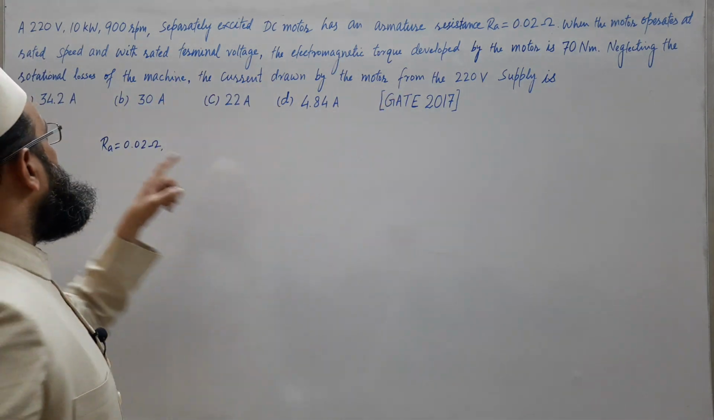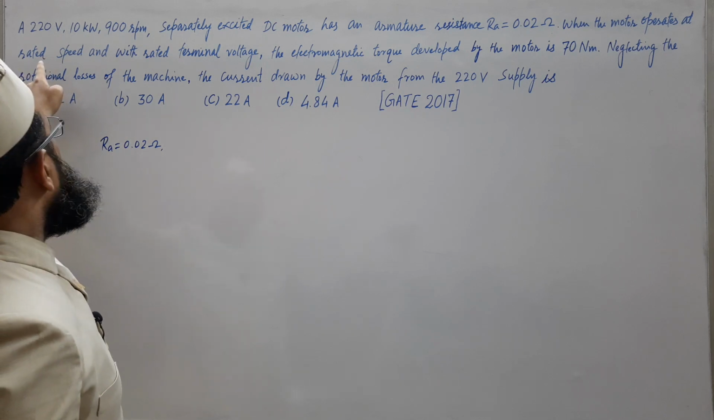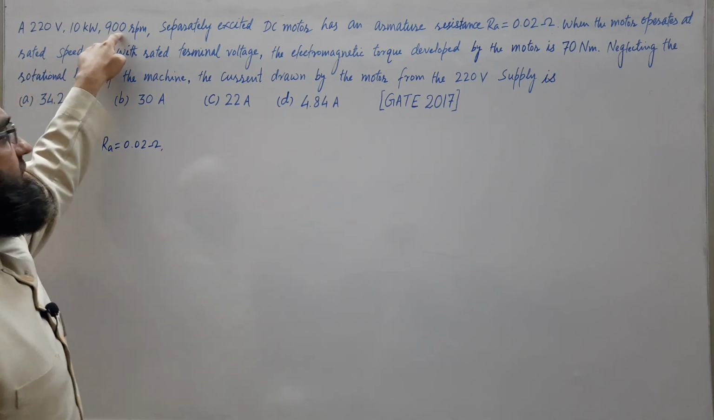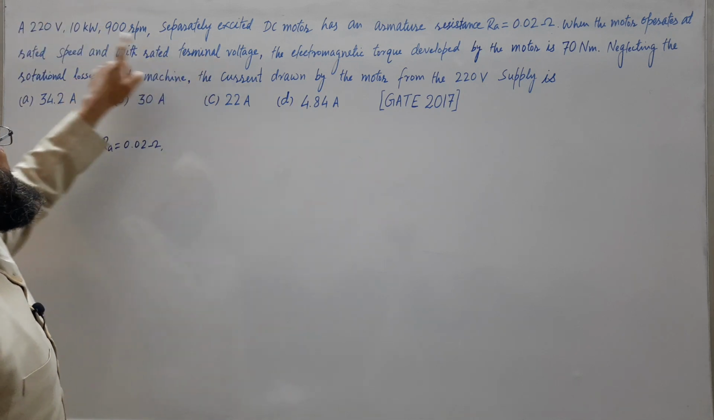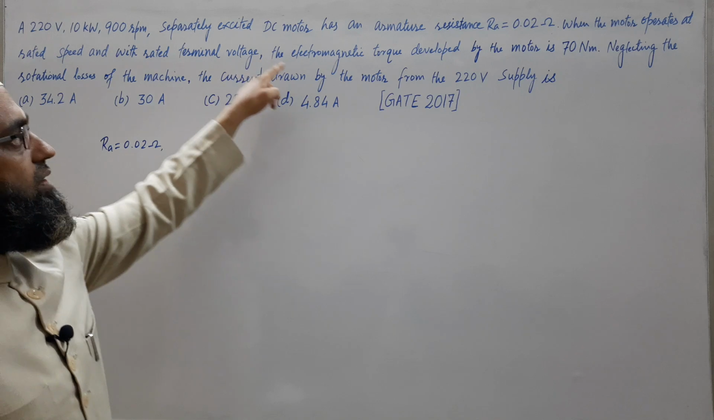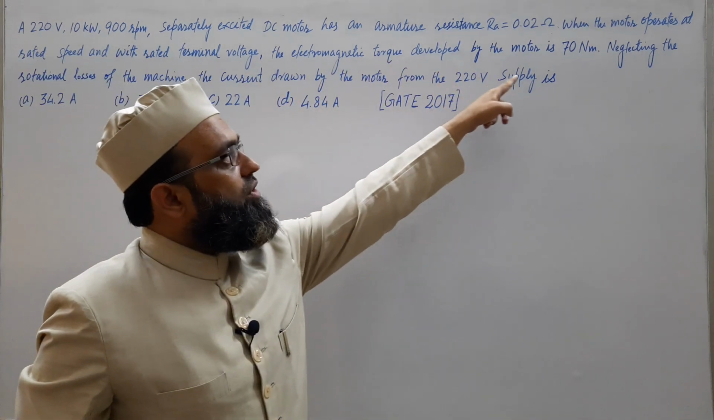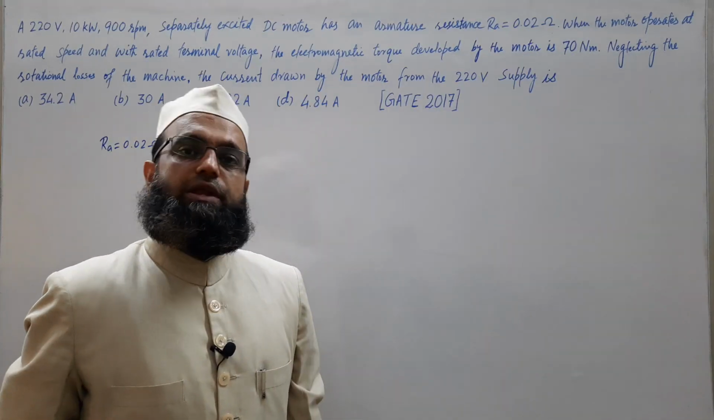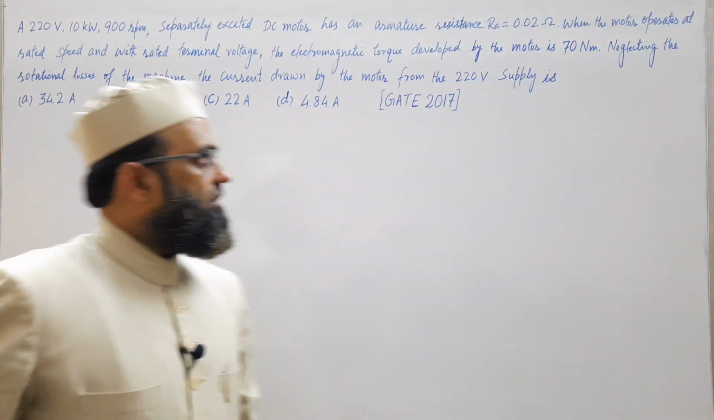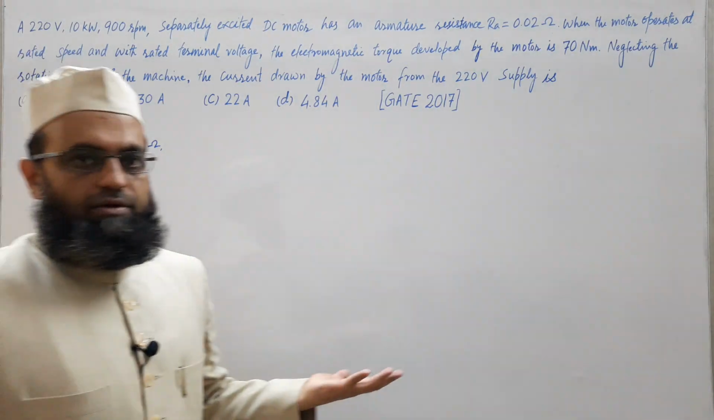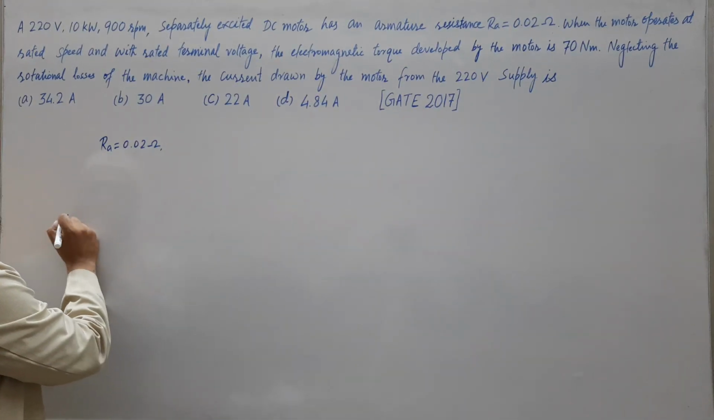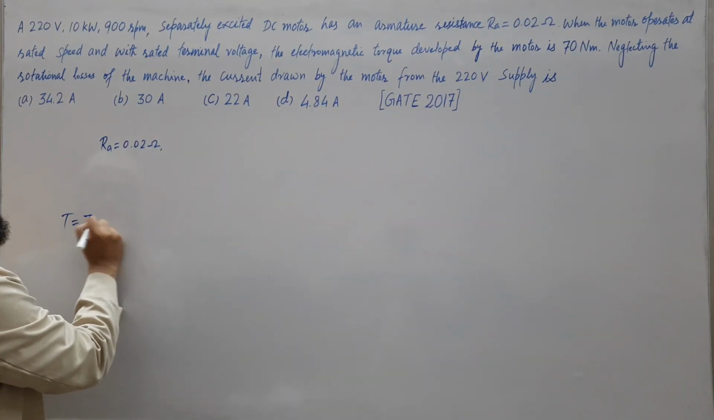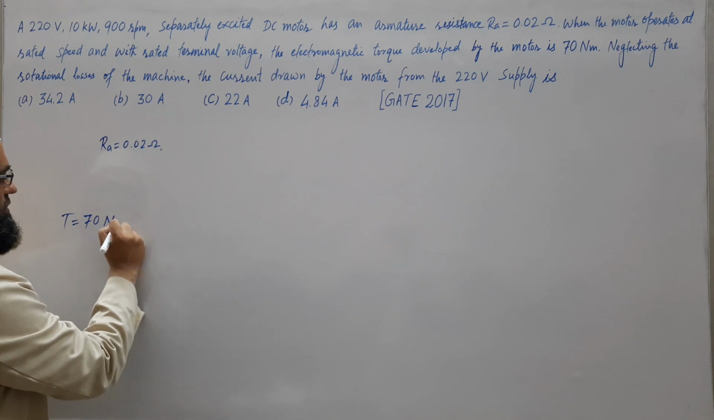When the motor operates at rated speed, that is, these are the ratings of the machine, with rated terminal voltage, the electromagnetic torque developed by the motor is 70 Newton meter. At any loading, the torque given is 70 Newton meter.